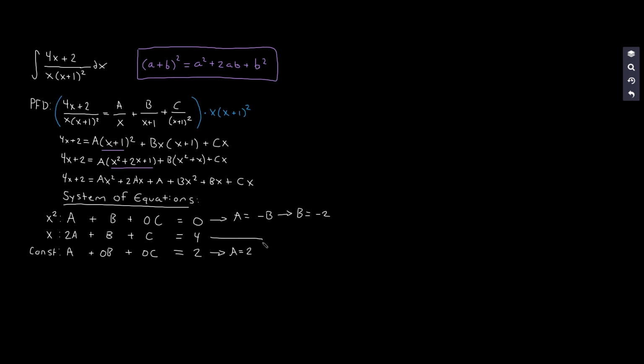Then from here, we're going to solve for c. So we're going to have 2 times a, and we know that a is 2, plus b, but we know b is negative 2, plus c. We don't know what c is, but we know that all of this is equal to 4. So, that said, we got 4 minus 2, so we're going to have 2 plus c equals 4. If you subtract that from both sides, we're going to get c equals 2.